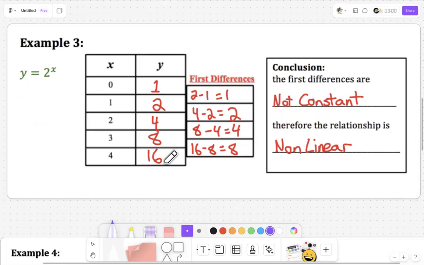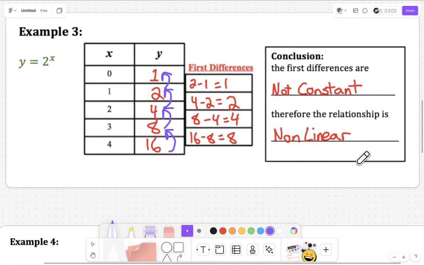Another case, we have a nonlinear function. Again, we're going to just focus on our y values. This is a power function, 2 to the power of 0, 2 to the power of 1, 2 to the power of 2. And when I actually fill in my table of values and move from the bottom, subtract the y value that comes before it. So always starting from the bottom of the table of values. Again, we get 1, 2, 4, 8. Those first differences are not constant. Therefore, the relationship is also not linear. It's not a straight line.